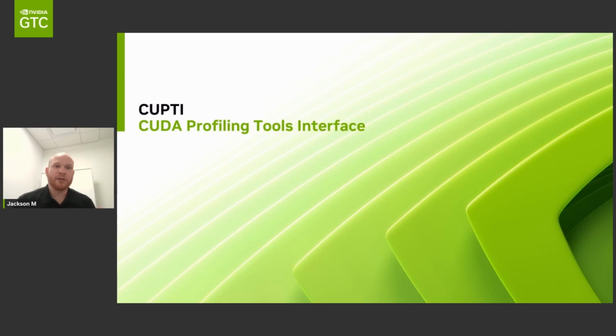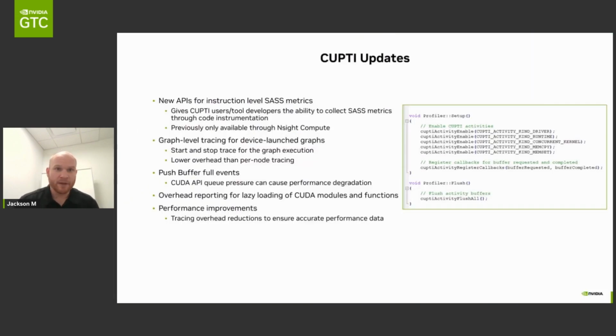A little bit of information about CUPTI, which is our CUDA Profiling Tools Interface, which allows you to add these APIs to either build tools or do some quick profiling of your own code. It has recently added new ones for instruction-level SASS metrics. So if you want to get metrics at the SASS level, you can now do that with some of these CUPTI APIs. Previously, this was only available through Nsight Compute.